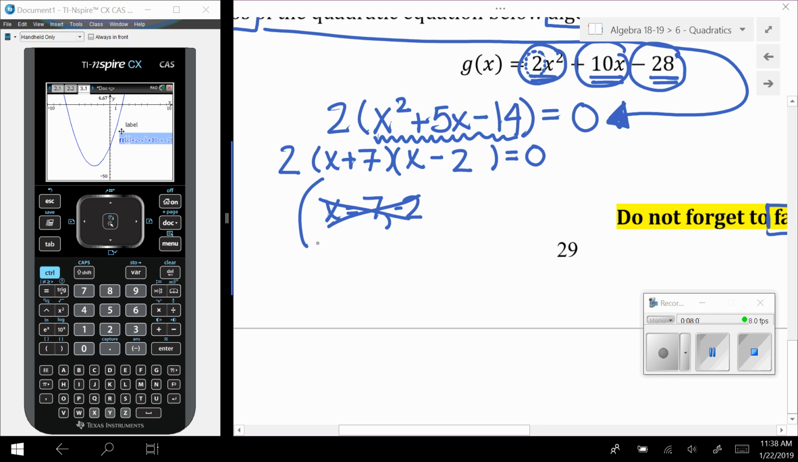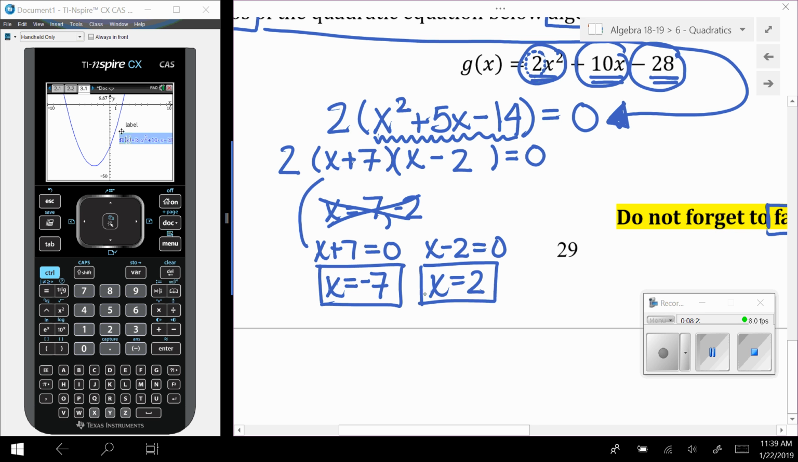What I should have done was set each piece equal to 0, x plus 7 equals 0, x minus 2 equals 0. So therefore my solutions are x equals -7 and x equals 2. So lesson learned, guys. Always, always, always check your work before you box in or decide on that final answer.